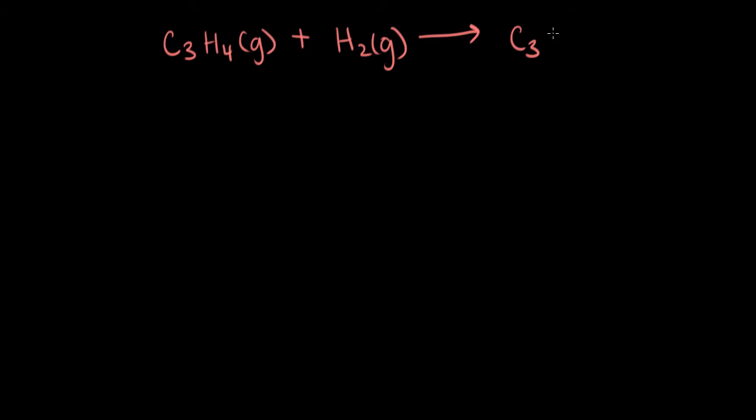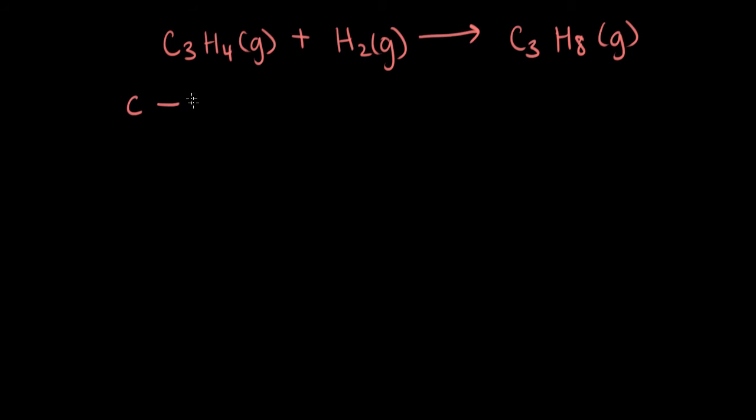The example reaction is taking propyne, which is C3H4 gas, and reacting it with hydrogen gas to get propane, C3H8 gas. I don't know about you, I'm pretty bad at looking at a chemical formula like this and knowing exactly what the molecule looks like. So I'm going to draw out the Lewis structures.